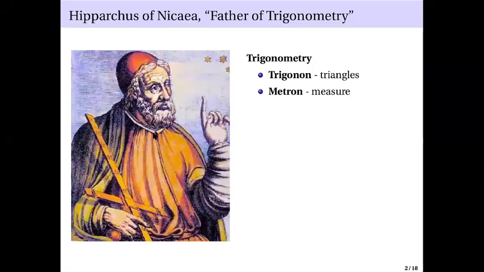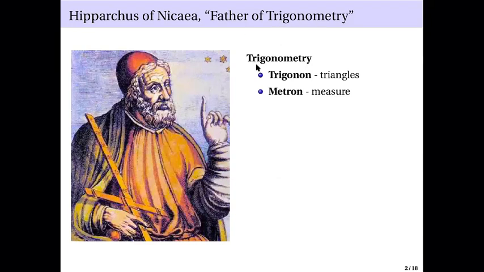Here we see Hipparchus of Nicaea. He is considered the father of trigonometry. He lived around 180 BC or 190 BC until 120 BC, etc. So he is considered the father of trigonometry.